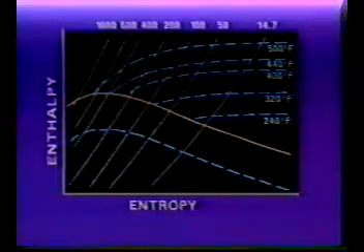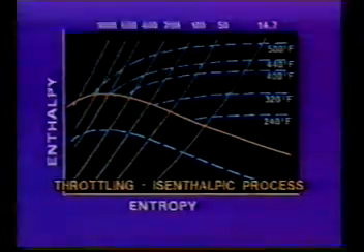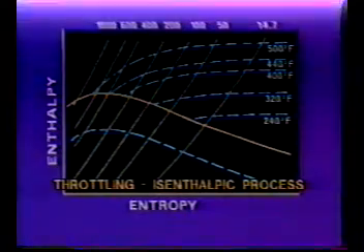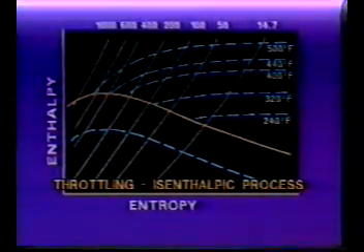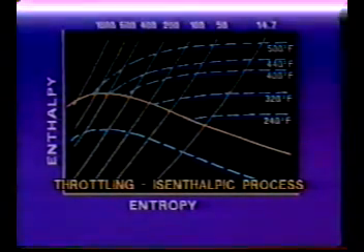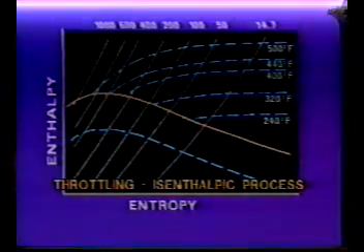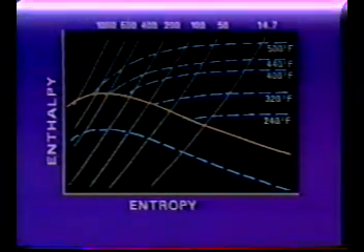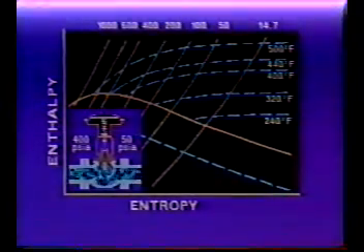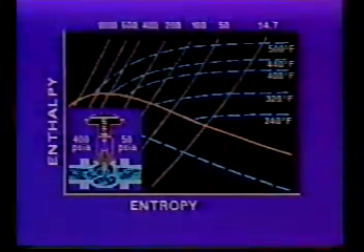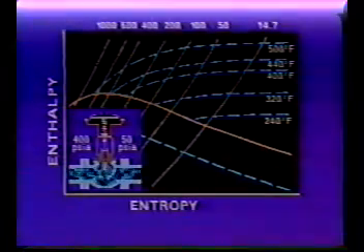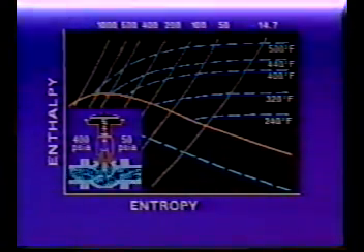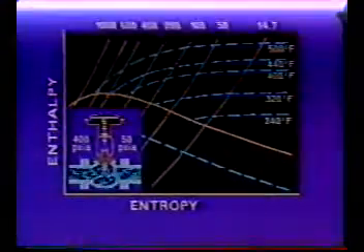It's necessary to understand that throttling is an isenthalpic or constant enthalpy process. This means the enthalpy or heat content of the fluid is not changed by throttling. However, it does not mean that fluid temperature remains constant. Let's look at an example where saturated steam at 400 psia passes through a control valve and is reduced to a pressure of 50 psia.